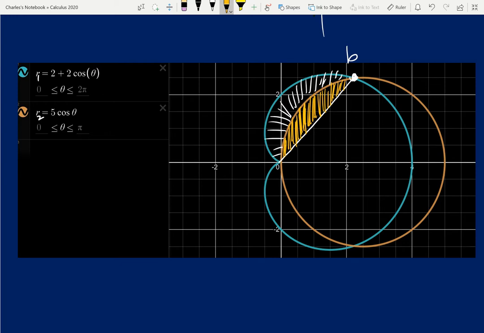And I think that's probably confusing as your first introduction to polar area functions. But as you go through today's classwork, it'll make more sense, and hopefully it'll make the classwork a little bit easier for you.